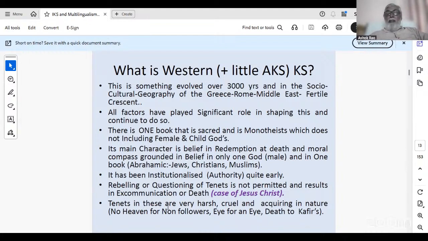So the tenets in all these are very harsh, cruel, and very acquiring in nature, all the time trying to grab from others. Nothing like sharing. For example, it clearly says no heaven for non-followers, an eye for an eye, which has come from the Hammurabi Code, death to kafirs, death to non-believers. So this is the kind of strong tenets on which the system has built itself.